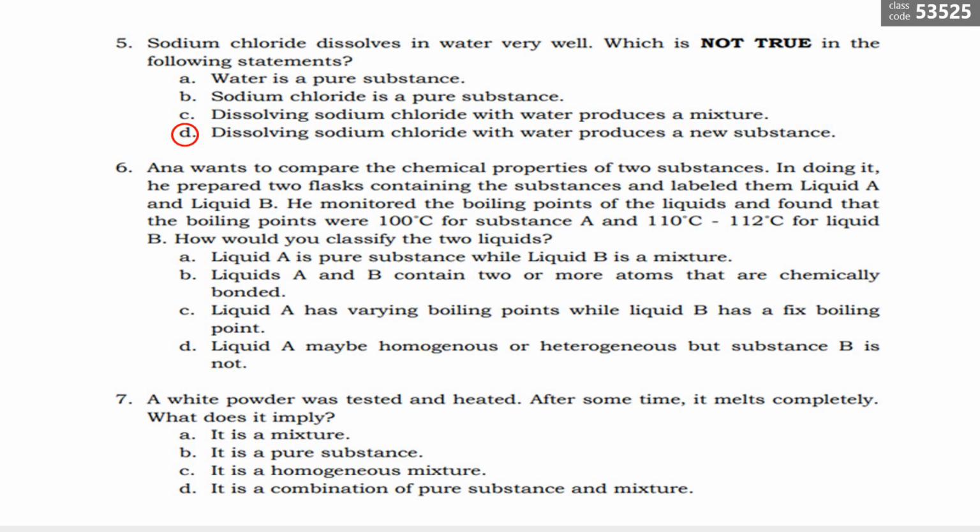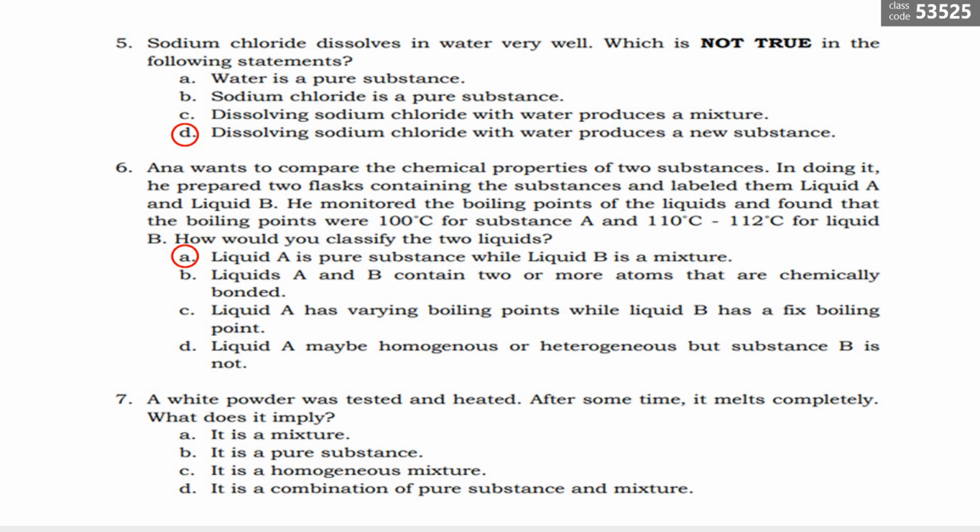A. Liquid A is a pure substance while liquid B is a mixture. B. Liquids A and B contain 2 or more atoms that are chemically bonded. C. Liquid A has varying boiling points while liquid B has a fixed boiling point. And D. Liquid A may be homogeneous or heterogeneous, but substance B is not. Go. Okay, time is up. Let's reveal the answer. The correct answer is A. Liquid A is a pure substance while liquid B is a mixture. Congratulations, you're correct. Let's proceed with number 7.